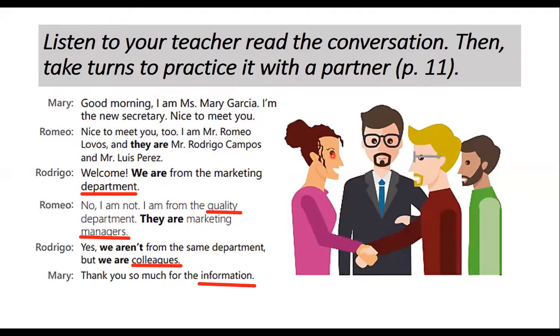Good morning. I am Miss Mary Garcia. I am the new secretary. Nice to meet you. Nice to meet you too. I am Mr. Romero Lobos. And they are Mr. Rodrigo Campos and Mr. Luis Perez. Welcome. We are from the marketing department. No, I am from the quality department. They are marketing managers. Yes, we are from the same department, but we are colleagues. Thank you so much for the information.